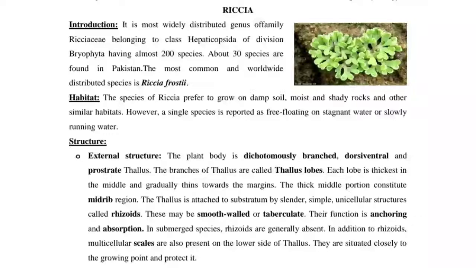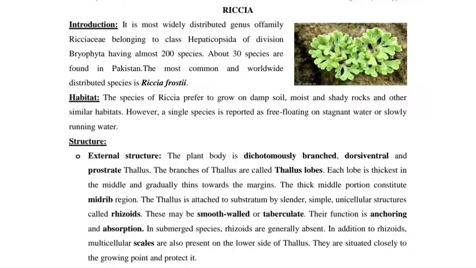Structure. External structure. The plant body is a dichotomously branched, dorsiventral and prostrate thallus. The branches of the thallus are called thallus lobes. Each lobe is thickest in the middle and gradually thins towards the margins. The thick middle portion constitutes the midrib region.